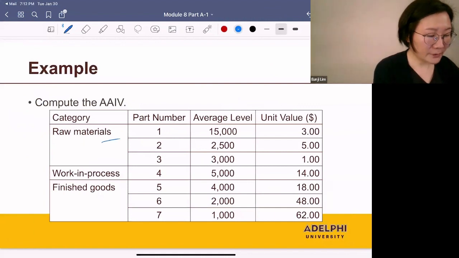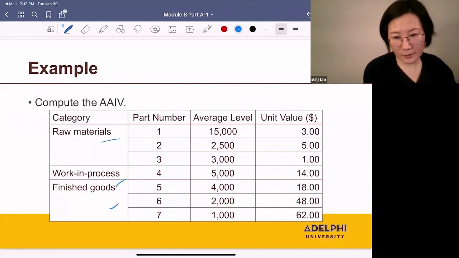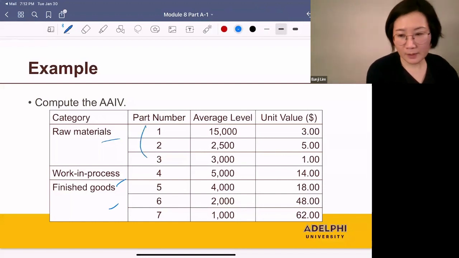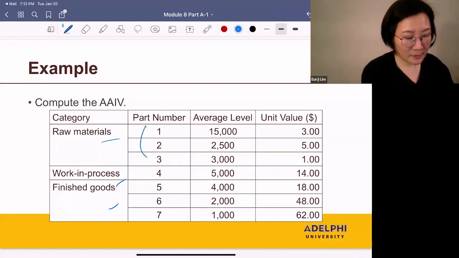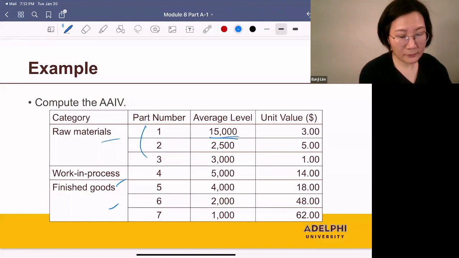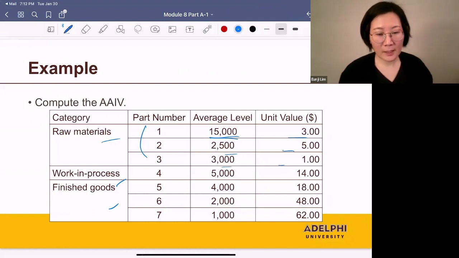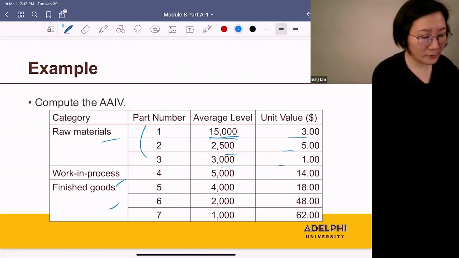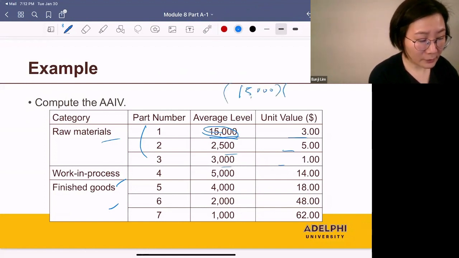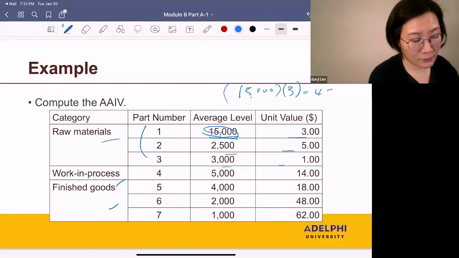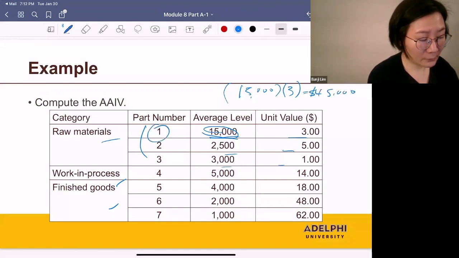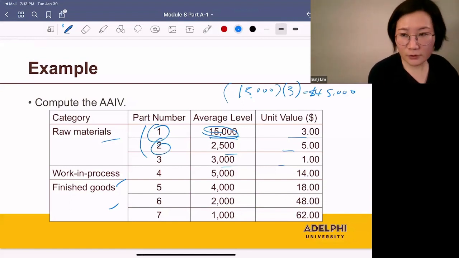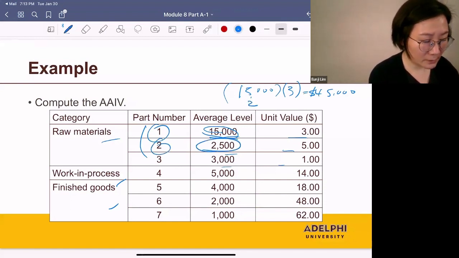Suppose you keep raw materials, work in process, and finished goods inventory. You have 3 different parts in raw materials, and here is the average inventory level, and here are the unit value. So how can we compute the AAIV? First, how much money did you invest to build this inventory? 15,000 units, and to build each unit, you spent $3, so $45,000. For part 1, next, how much money did you spend to build this inventory?